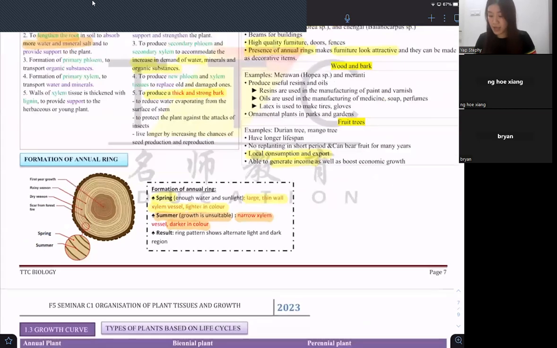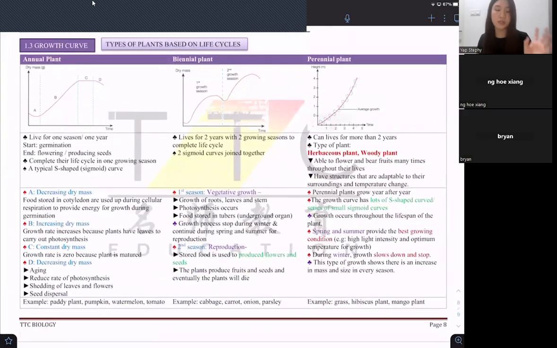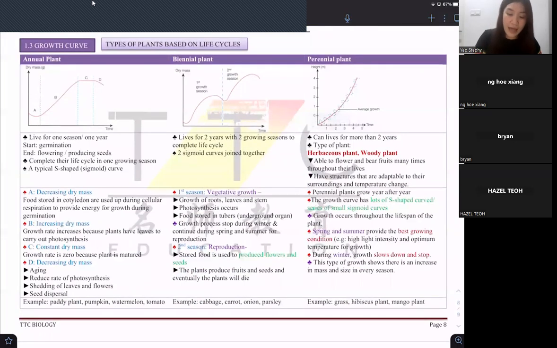So this one is very easy. Okay, now you come to see the last page, the tree growth curve. So we have an annual plant, biennial plant, and the perennial plant.